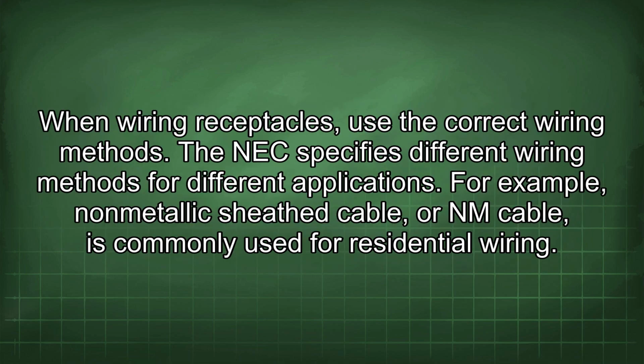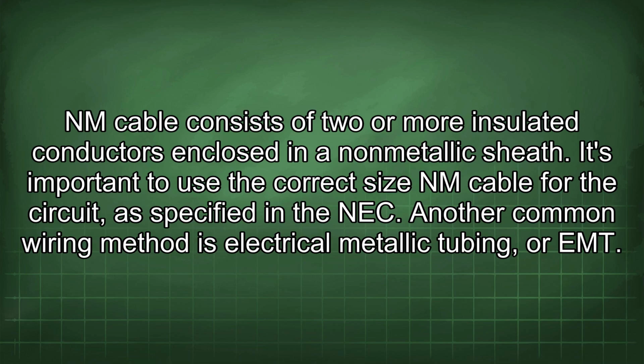When wiring receptacles, use the correct wiring methods. The NEC specifies different wiring methods for different applications. For example, non-metallic sheath cable, or NM cable, is commonly used for residential wiring. NM cable consists of 2 or more insulated conductors enclosed in a non-metallic sheath. It's important to use the correct size NM cable for the circuit, as specified in the NEC.